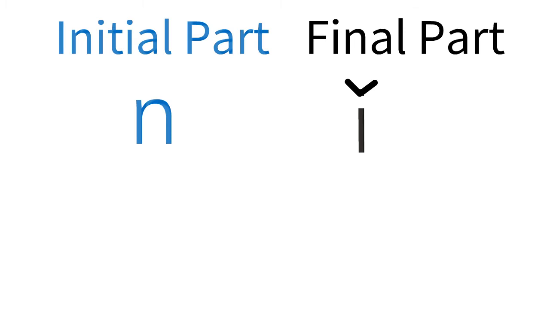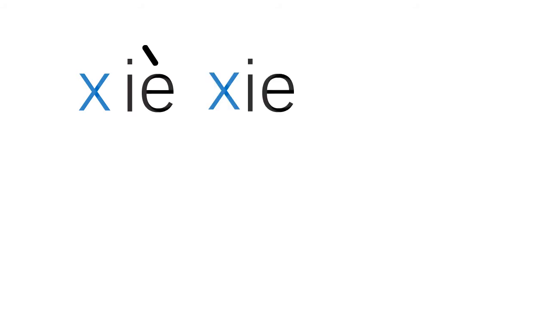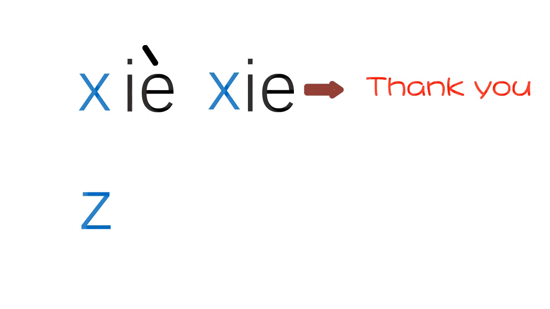H, ao. Then say it with the tone together. Here is the third tone again. nǐ hǎo means hello. X, ie. Then say it with the tone together. Here is the fourth tone. It goes all the way down. xiè xie means thank you. Let's try this one together.